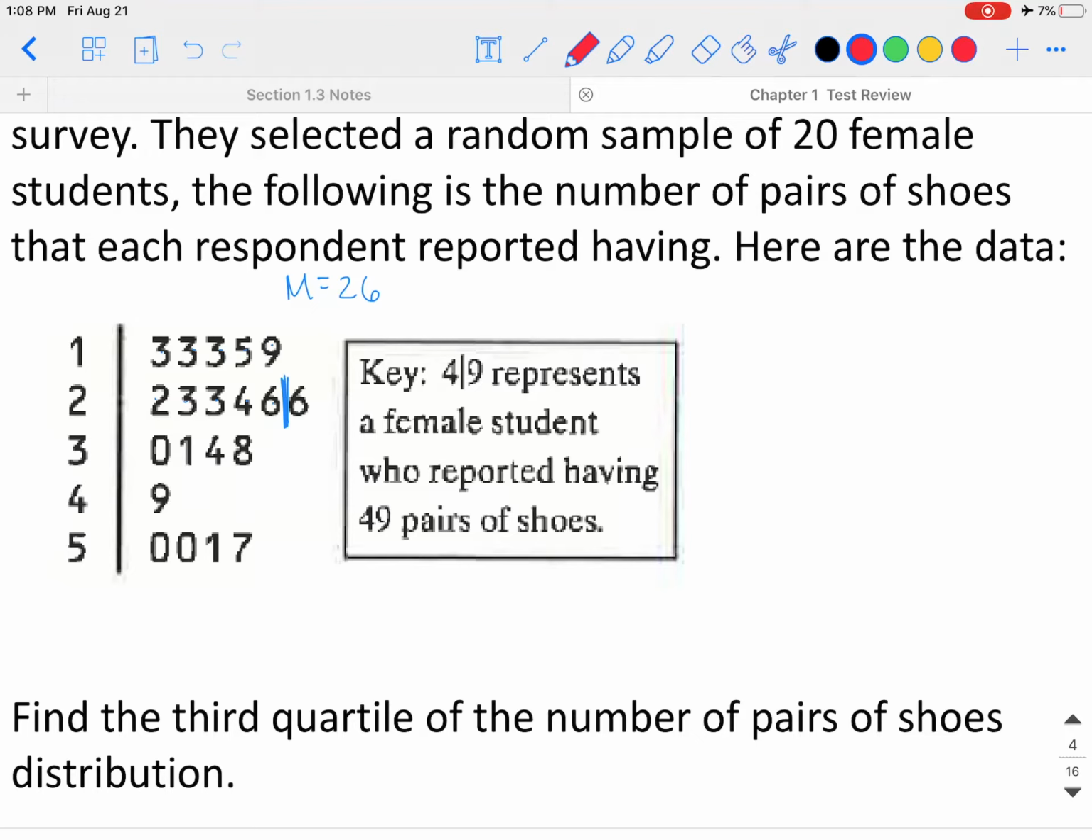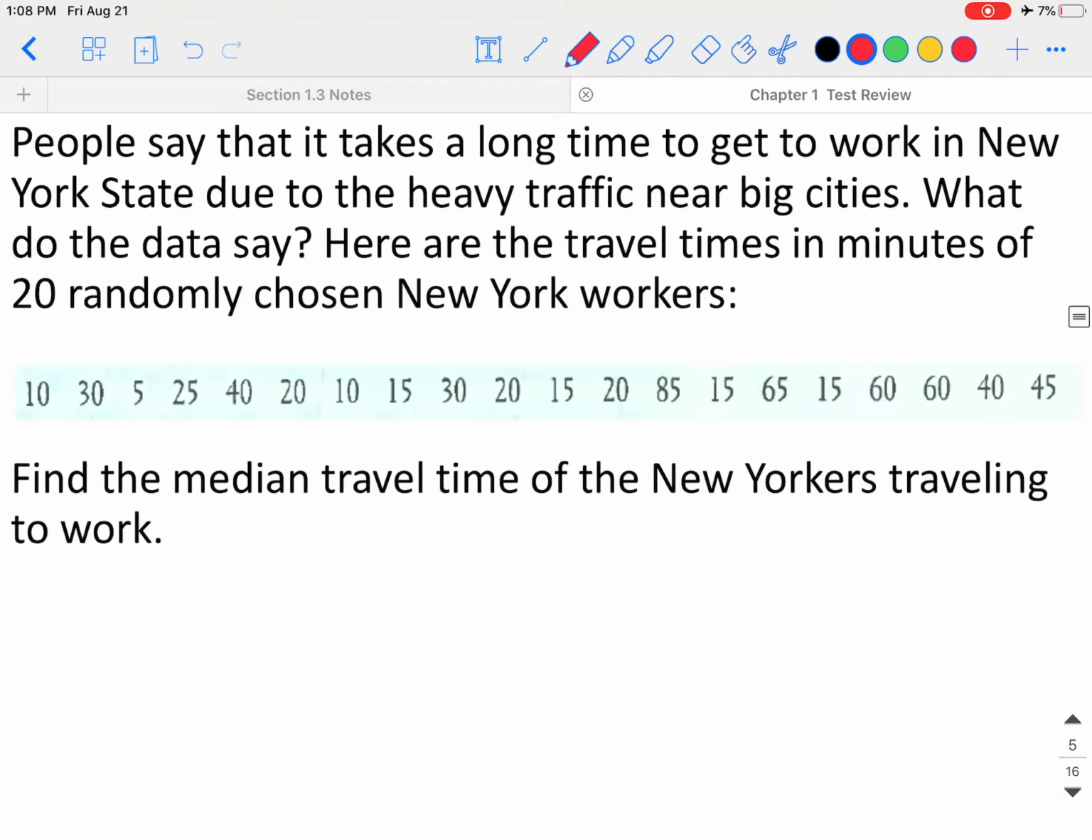To find the third quartile, we then find the middle of the second half of the data. There are 10 pieces of data to the right of the median, so we need to find the value between the 5th and 6th data point. So if we count over, we need to find the value between the 5th and 6th. Our 5th value is 38. Our 6th value is 49. If we add those two together, we get 87, and we divide that by 2, we get 43.5 as your Q3.